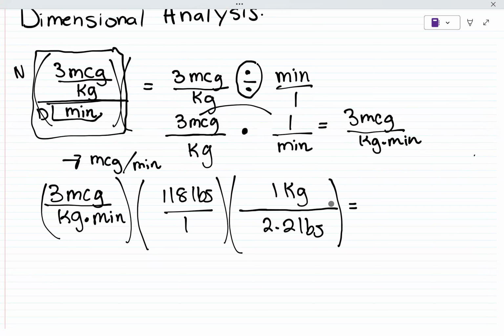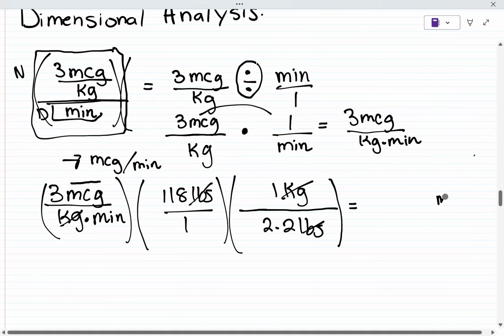Okay, that's something you should know. And as you can see, if you look at it carefully, what happens to the units? The pounds disappear, the kilogram disappears, and you're left with mcg on the top and minutes on the bottom. That's how you know it's right. You could do it slanted or horizontal, it's up to you. Then just multiply the numerator, so 3 times 118 times 1. I'm going to just show every step.